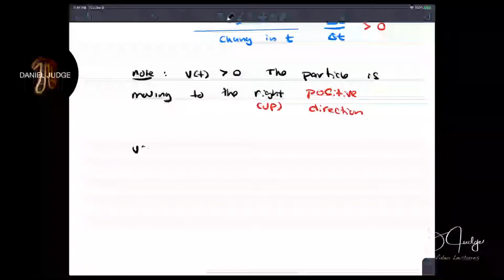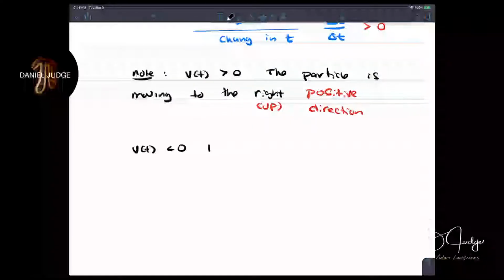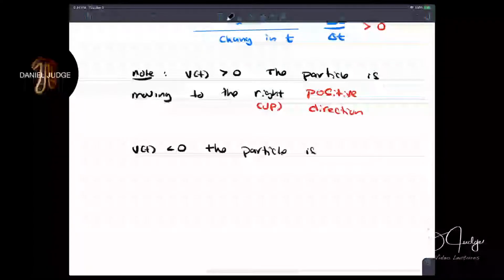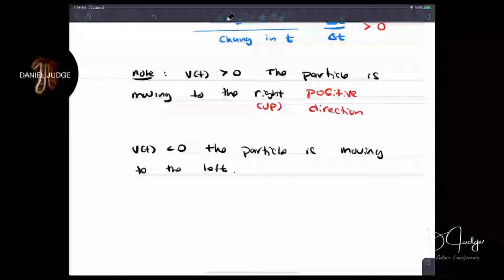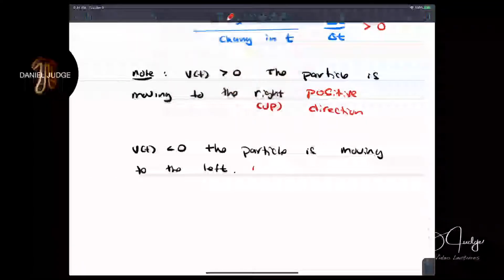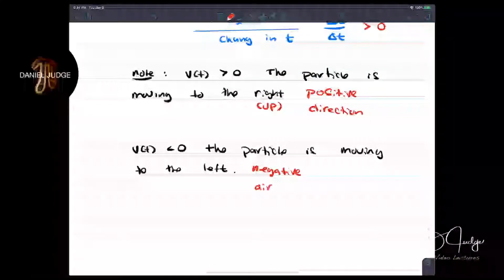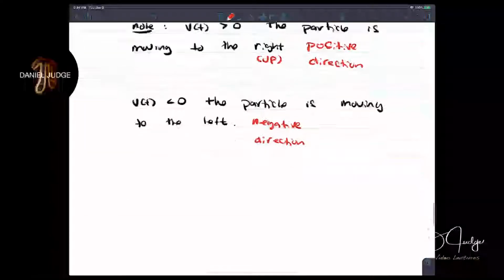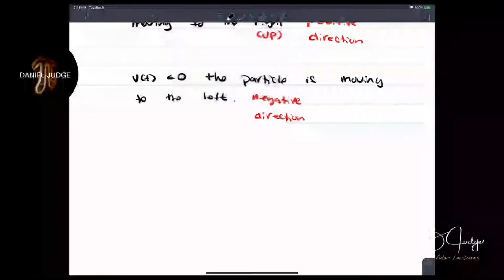If V of T is negative, the particle is moving to the left. So we can have a negative velocity. That means you're going in the negative direction. And this is some information we have to know. And then finally, here's something extraordinary.